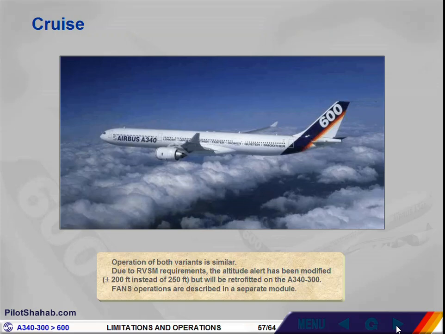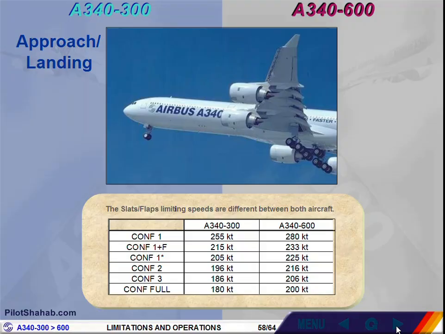Due to RVSM requirements, the altitude alert has been modified, plus or minus 200 feet instead of 250 feet, but will be retrofitted on the A340-300. FANS operations are described in a separate module. The slats flaps limiting speeds are different between both aircraft.